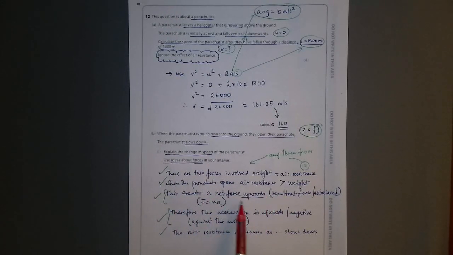This creates a net force upwards, therefore there is a resultant or unbalanced force, and this is Newton's second law. So F equals ma. The a will be in the direction of upwards because the net force is upwards, because the air resistance is greater than the weight. Therefore the acceleration must be upwards. So you must mention that the acceleration is upwards or negative or against the motion.